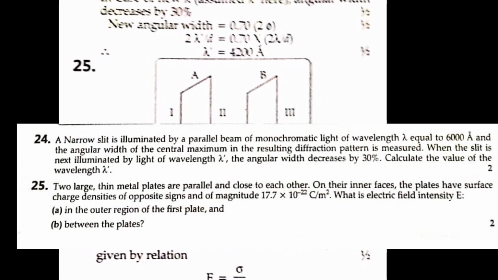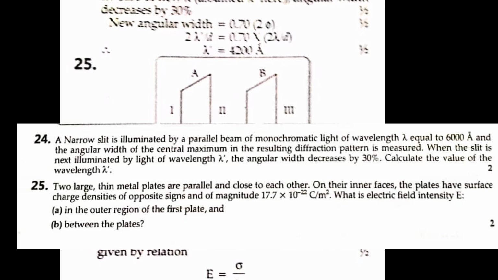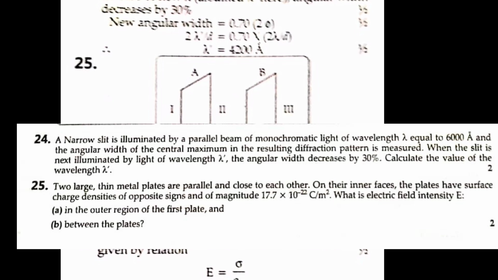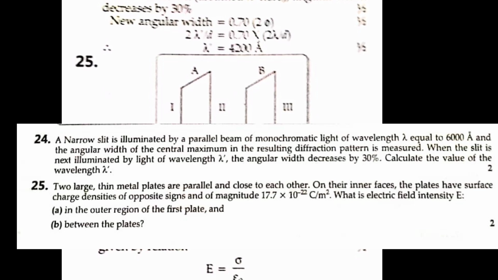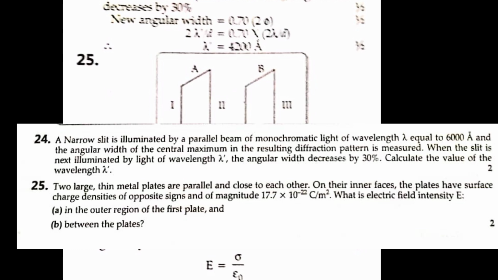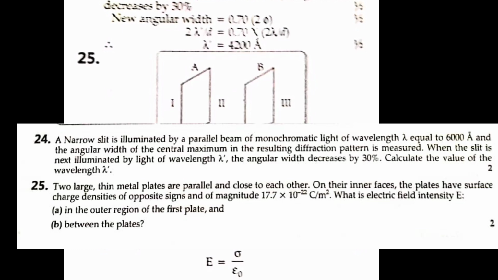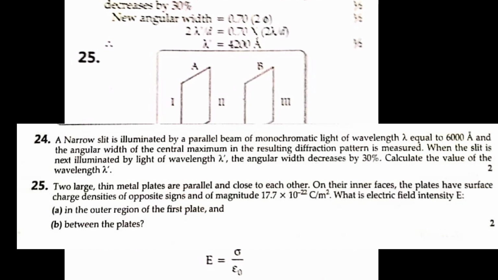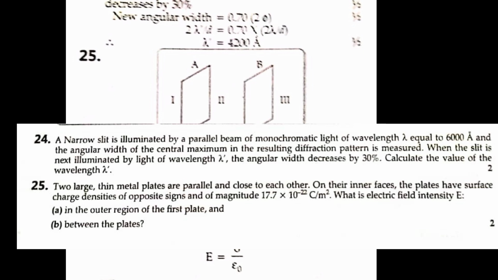So here what are the things given? Here two thin metal plates are there and they are kept parallel and close to each other. Their surface charge densities are 17.7 into 10 raised to minus 22 coulomb per meter square and minus 17.7 into 10 raised to minus 22 coulomb per meter square. Here we have to find the electric field intensity E in the outer region of the first plate and also between the plates.